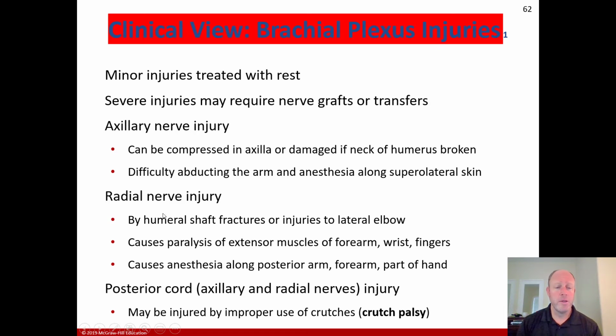The radial nerve injury is caused by humeral shaft fractures or injuries of the lateral elbow. It causes paralysis of the extensor muscles of the forearm, the wrist, and the fingers, and it causes anesthesia along the posterior arm, forearm, and part of the hand. Posterior cord, axillary, and radial nerves may be injured by improper use of crutches, like crutch palsy.